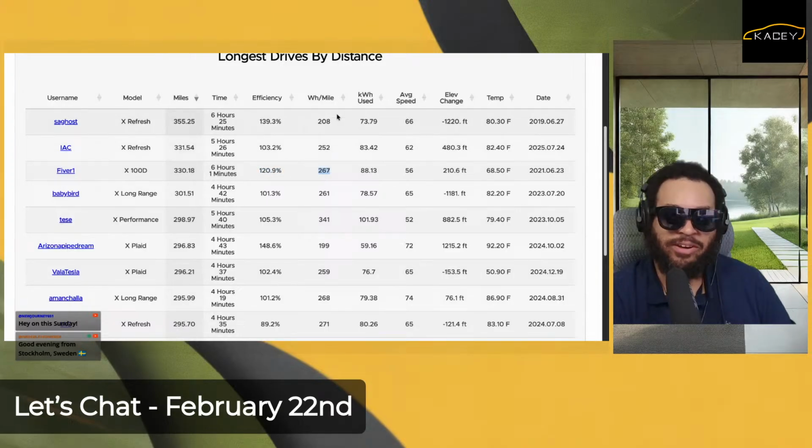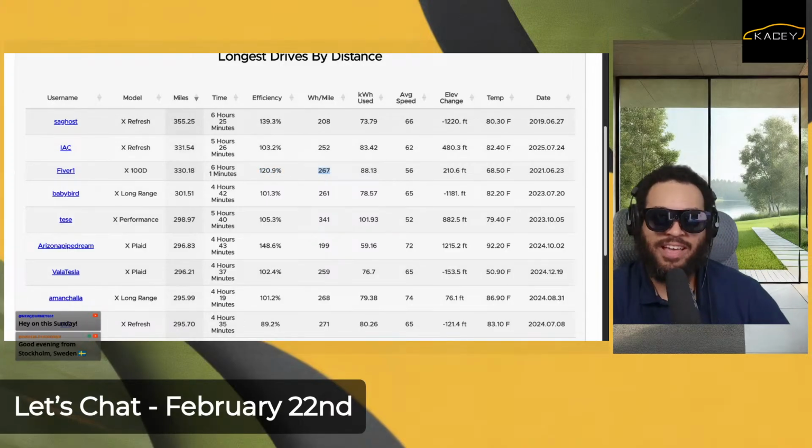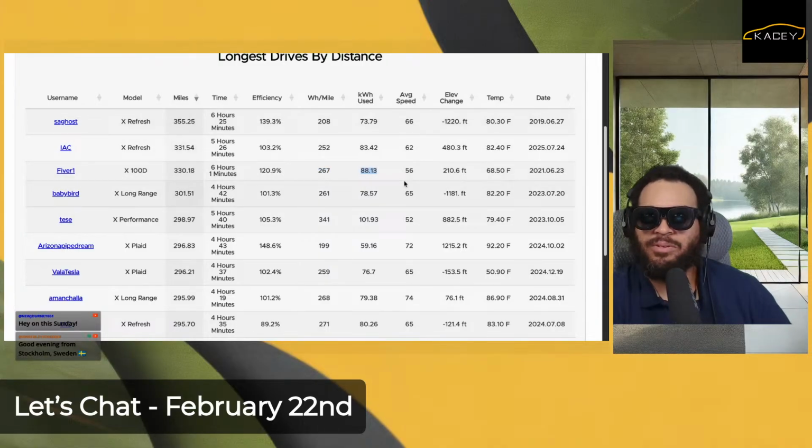267 watt hours per mile. You realize this thing weighs 6,000 pounds. Nice. They used 88.13. Okay, so the energy use was not that much more than me. This was 2021, 70 degrees Fahrenheit. It's a lot easier to do it there, but they did climb the whole time. Compared, it's relatively flat.